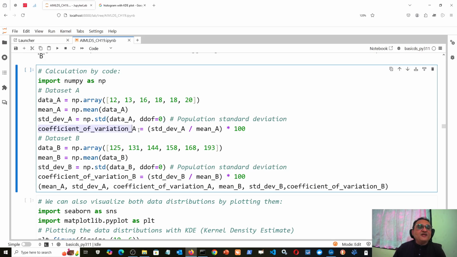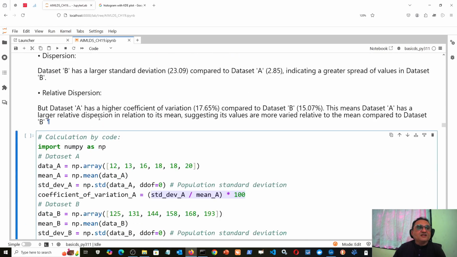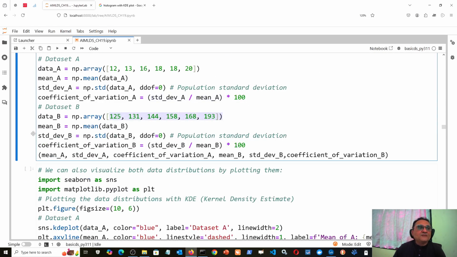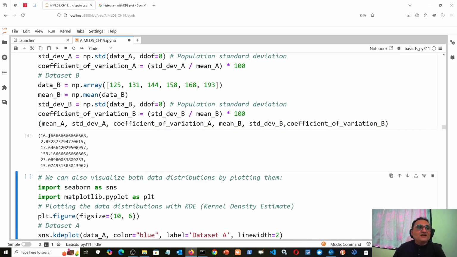Then I can find the coefficient of variation, that is, the relative standard deviation. That would be this standard deviation divided by this mean. The same I can do for the other data set. I create that data set also as a NumPy array, 125, 131, and so on. I find its mean by np.mean, and its standard deviation by np.std of data B with ddof equals 0, degrees of freedom equals 0. Then I find the coefficient of variation B, that is the standard deviation of B divided by the mean of B, multiplied by 100, because I want it in percentage. Then I print out those things, just to check whether it comes out the same or not.